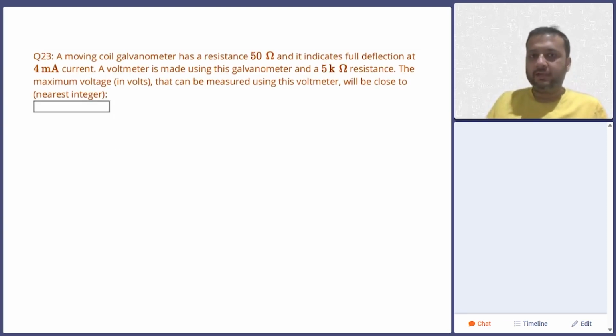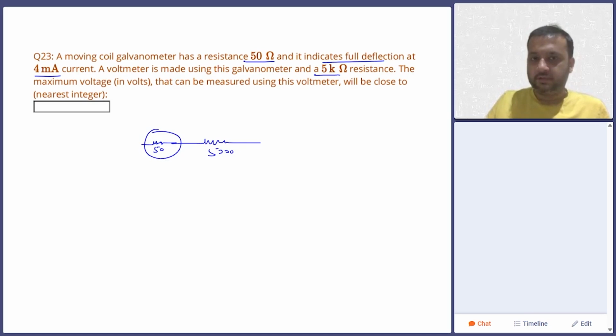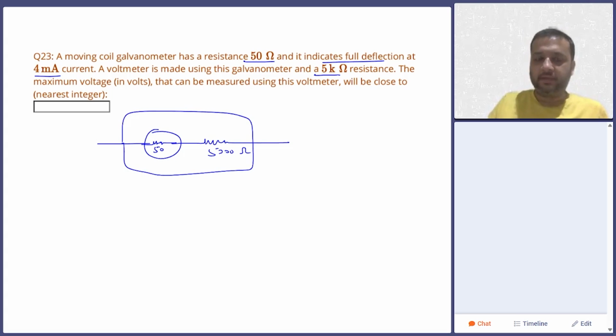A moving coil galvanometer has a resistance of 50 ohm and it indicates full deflection at 4 milliampere current. A voltmeter is made using the galvanometer and a resistance of 5000 ohms. So basically what is happening here, there's a galvanometer whose resistance is 50 ohm, and you are attaching a very high resistance of 5000 ohms, so that the overall thing becomes a voltmeter, and the maximum current that can enter this is 4 milliamperes, which is the full scale deflection current.